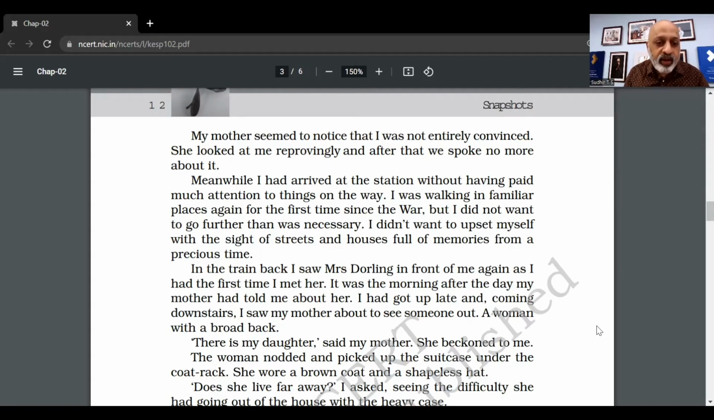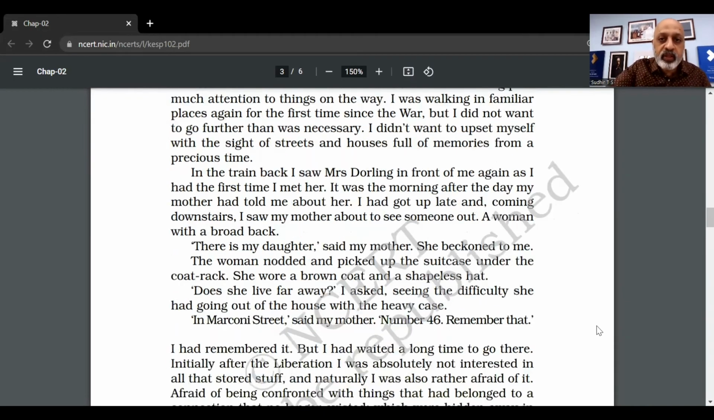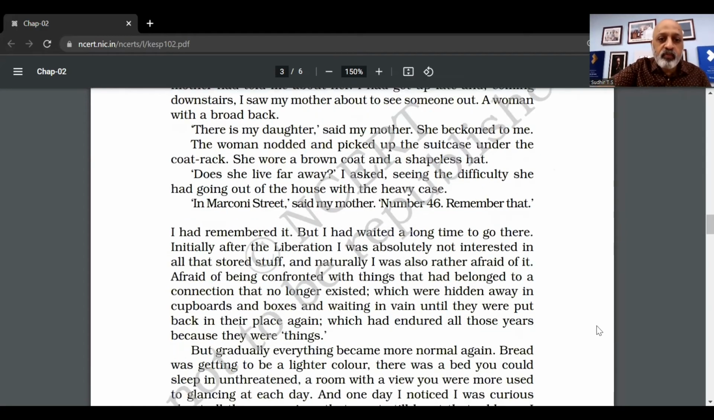I had got a plate and coming downstairs, I saw my mother about to see someone out, a woman with a broad back. "There is my daughter," said my mother. She beckoned to me, that is indicating to her. The woman nodded and picked up the suitcase under the coat rack. She wore a brown coat and a shapeless hat.